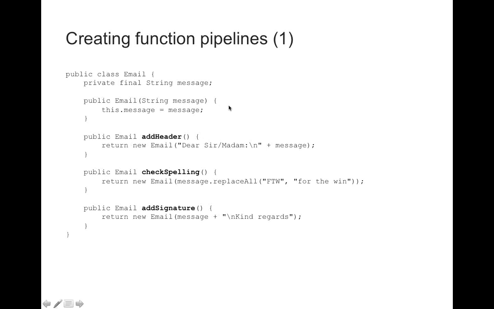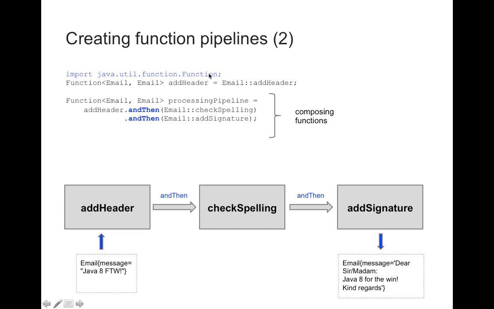So how can we do something similar in Java 8 using function composition? Well, there is another interface in Java 8 called Function. See what it represents. Something that takes an input, here an email, and that will also produce an output, in this case also an email. So using the method reference feature that you've seen earlier, we can assign that into the add header variable here, and then we can create this sort of pipeline.